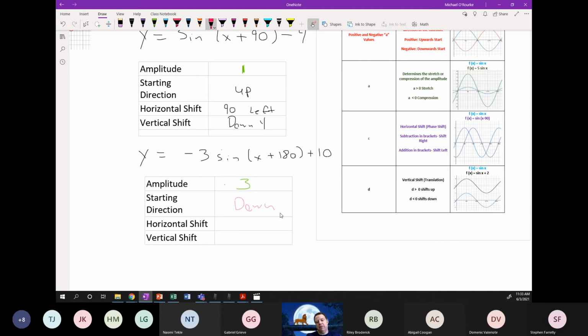Do I have a horizontal shift? And which direction if it's there? 180 to the left. Good. 180 left. And a vertical shift? Up or down? And how many units if there's one there? Oh, Dom already put it up 10. We're going up 10. Perfect. Okay.